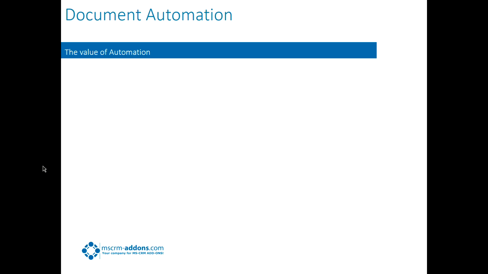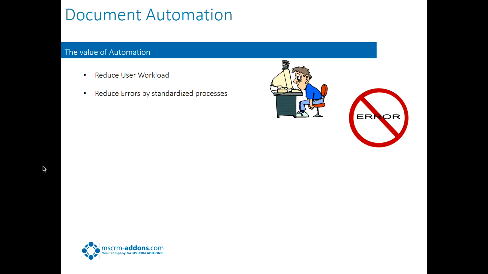The first thing that I want to do is talk a little bit about document automation and also just the value of automation in general. One of the things that automation in Dynamics CRM can do for you is it can reduce your user workload. Basically, it takes time to go through processes and things of that nature. By automating some of these processes, you can reduce the number of clicks, and also, if the machine's doing it, that frees up your users to actually go ahead and be doing other things. So it helps definitely reduce that user workload.